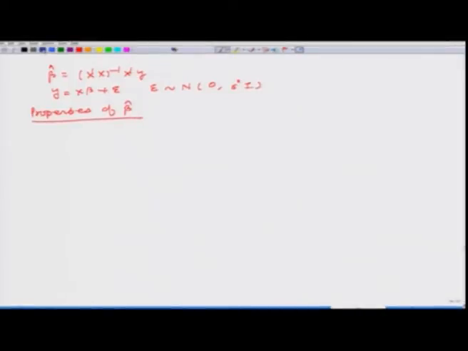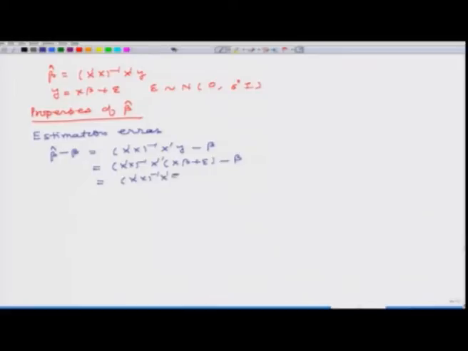So, first we find out the estimation error, which is defined as beta hat minus beta. So, this becomes (X transpose X) whole inverse X transpose y minus beta. Now, y is equal to X beta plus epsilon. So, we substitute it here and we obtain this, and this is nothing but (X transpose X) whole inverse X transpose epsilon, because beta and beta cancel out.